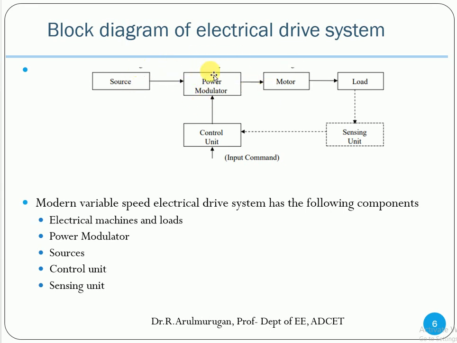So that is how you use the power modulator. The power modulator consists of power semiconductor devices. You control those power semiconductor devices by generating the pulses with the help of the control unit.